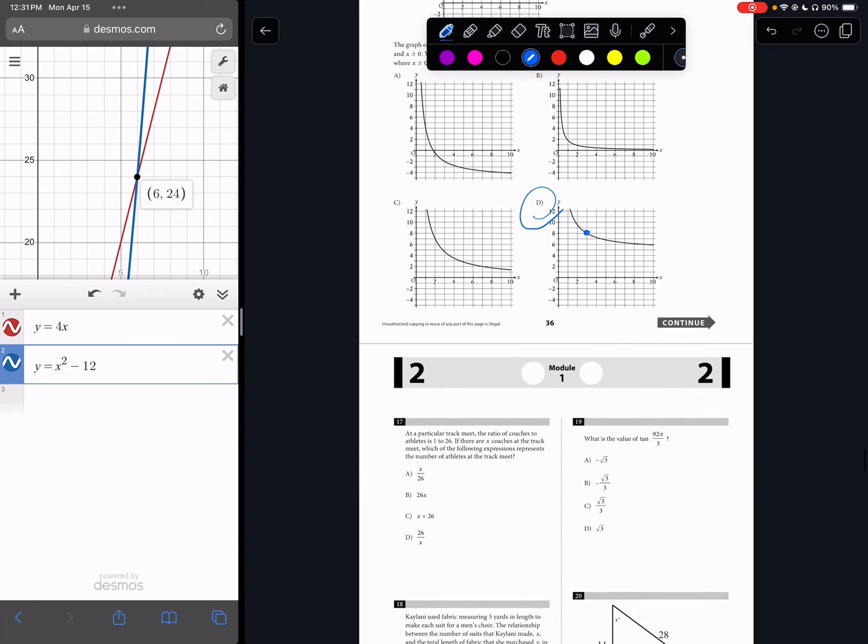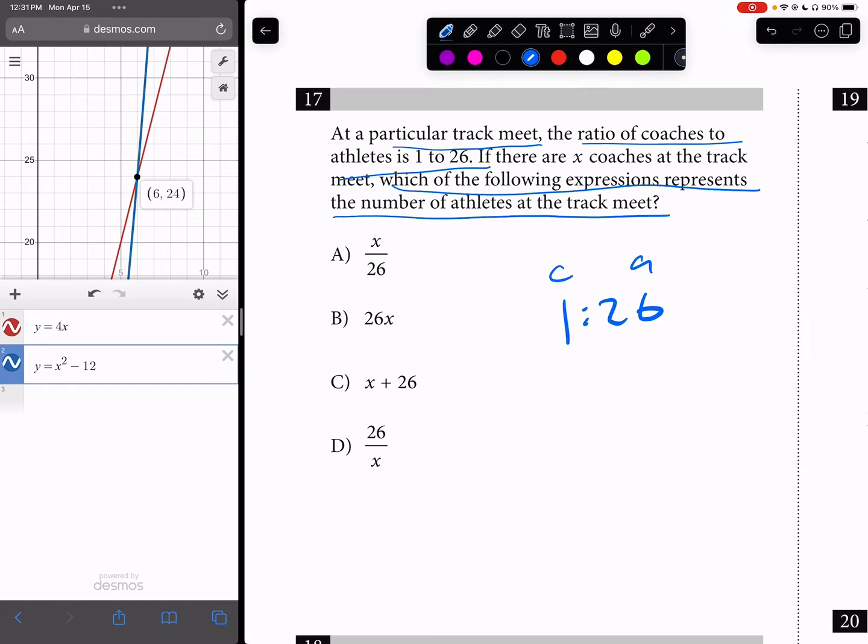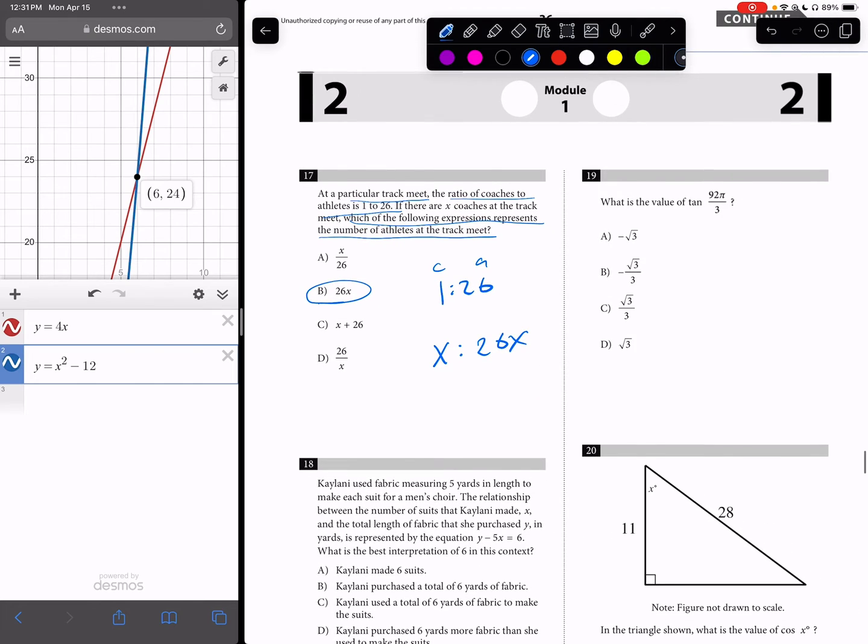Come on down here. For number 17, it says, at a particular track meet, the ratio of coaches to athletes is 1 to 26. If there are X coaches at the track meet, which of the following expressions represents the number of athletes at the track meet? What? At a particular track meet, the ratio of coaches to athletes is 1 to 26. Again, 1 to 26 is coach to athlete. If there are X coaches at the track, so it's X to 26X, I guess it's got to be B. That's a little weird. Let's keep going though.